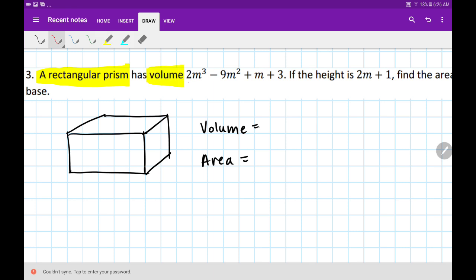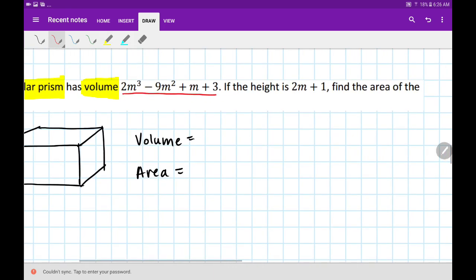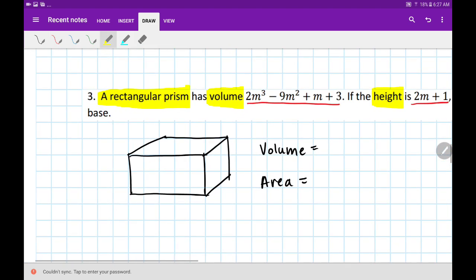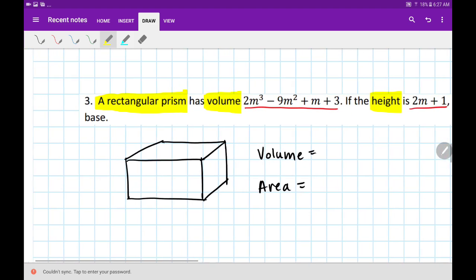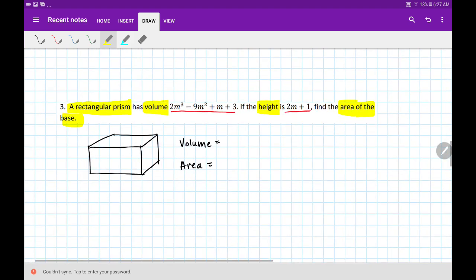The volume is given. Now, the height is another variable that I'm given. The height is 2m plus 1, and it wants me to find the area of the base. So I'm given really 3 pieces of information: a volume, a height, and an area. Our job as problem solvers is to come up with a relationship between volume, height, and area.